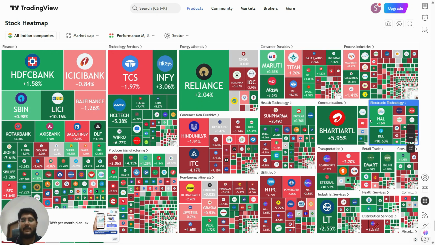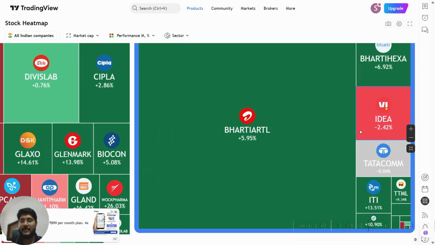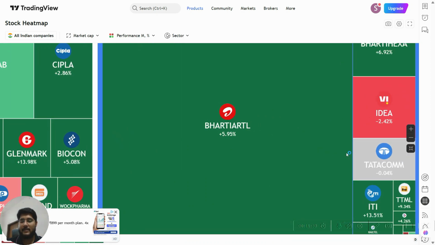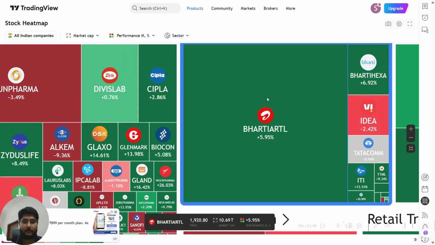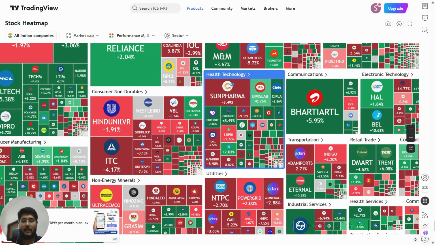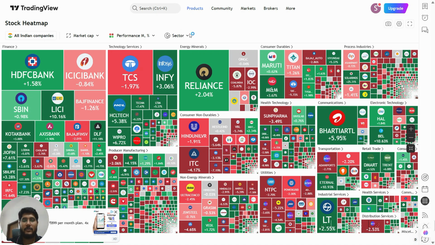Now this really helps you to understand, and you see also that there are various sectors and stocks that move. Then you have communications, Bharti Airtel, Vodafone Idea. You can also zoom in over here. See Tata Communications, ITI, Bharti Hexacom, etc. Right. So this is a really interesting platform which you can use.